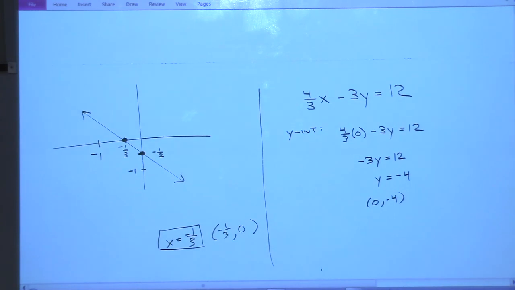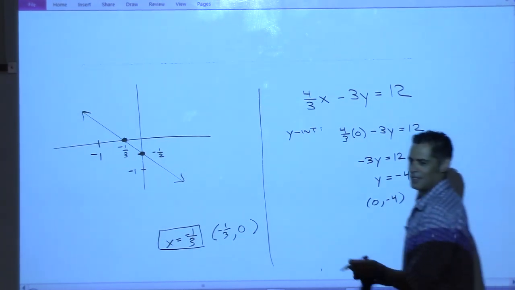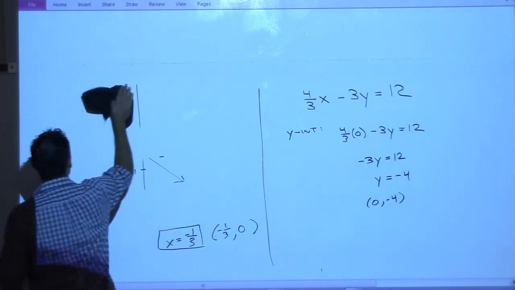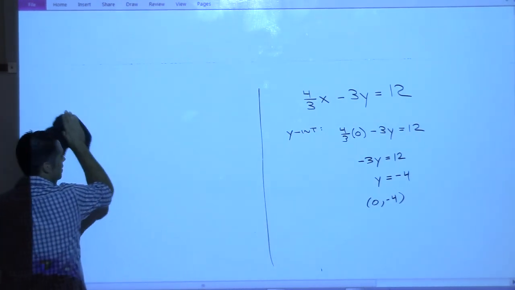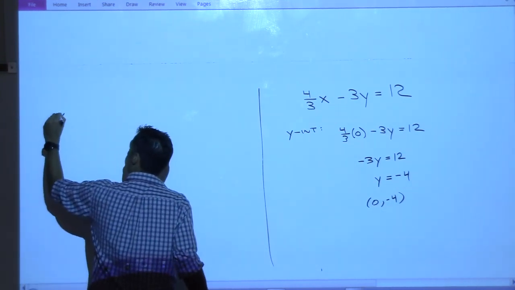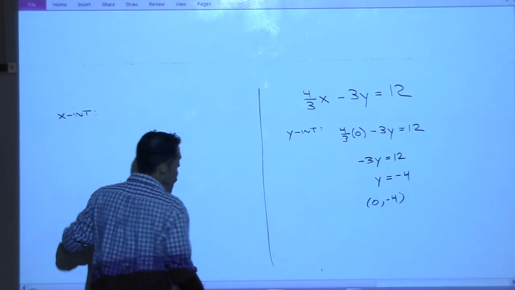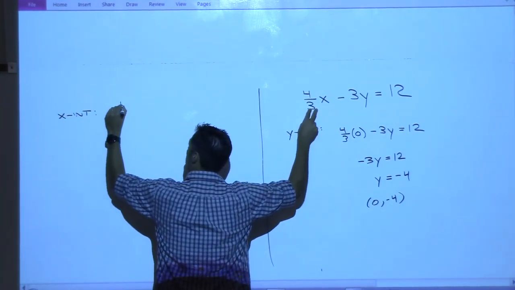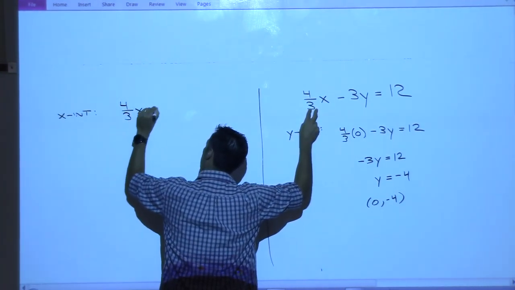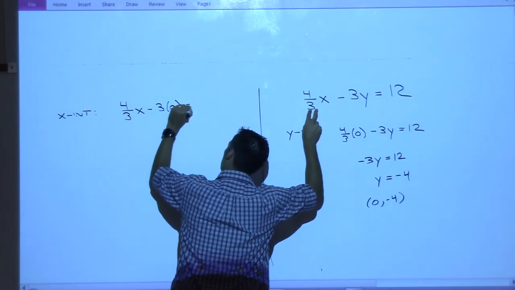All right, let's see here. Lisa. So Christian got the y-intercept first, which means that you're left with the x-intercept. To find the x-intercept, you're going to do what? Put the y to 0. Turn the y into a 0. So I'll rewrite the original equation: 4/3 x minus 3 times 0 equals 12.